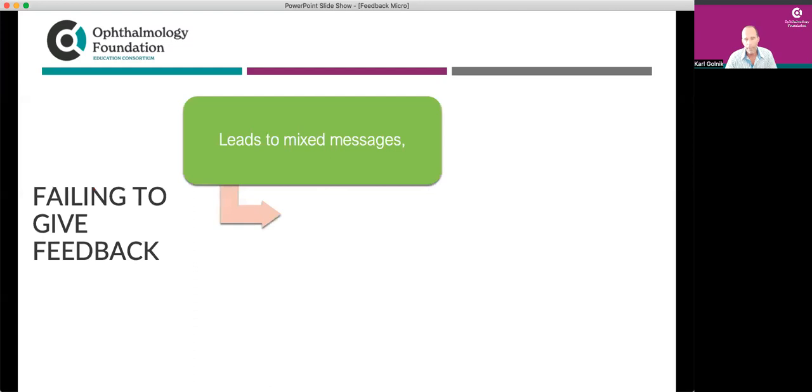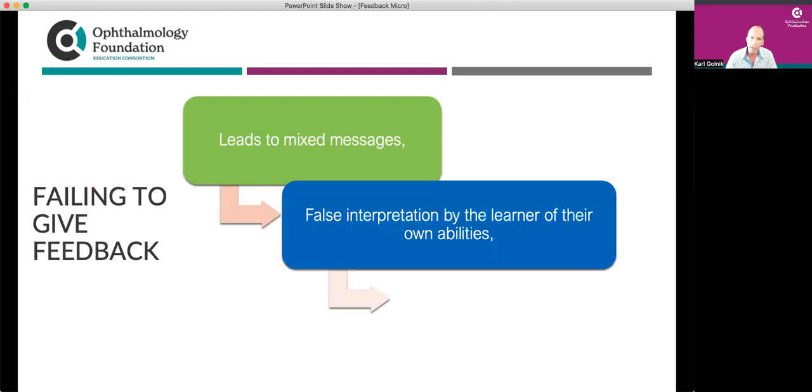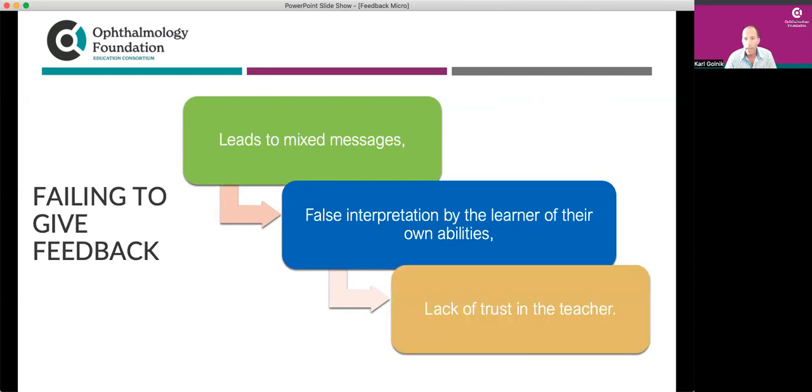What about failing to give feedback? Well, this can lead to mixed messages, false interpretation, perhaps, by the learner of their own abilities, and ultimately lack of trust in the teacher.